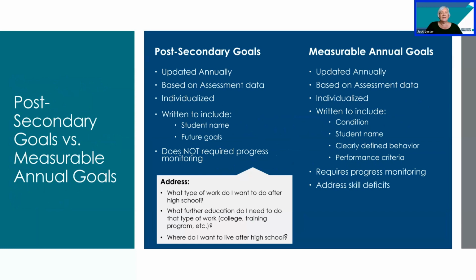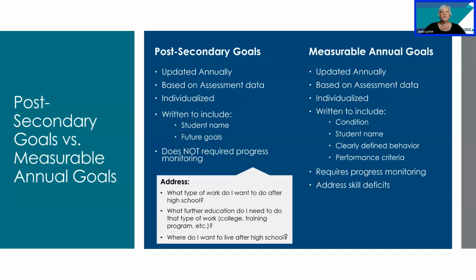So as we're looking at that, many times people have a confusion between post-secondary goals and measurable annual goals. Here's a slide that shows you the difference between the two. Post-secondary goals, of course, are updated annually at each IEP review, but may be reviewed more often than that. They are consistently based on assessment data. They're individualized for each student and should include that student's name and their future goals. But it does not require progress monitoring.